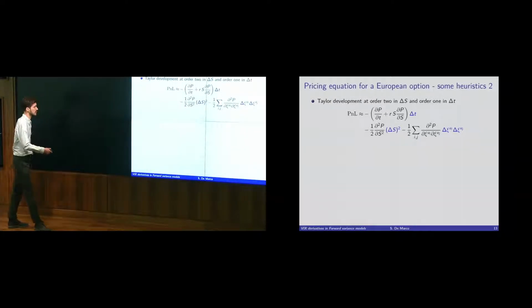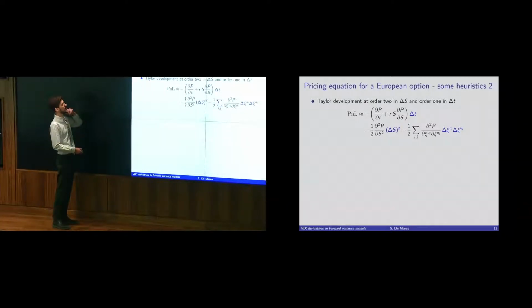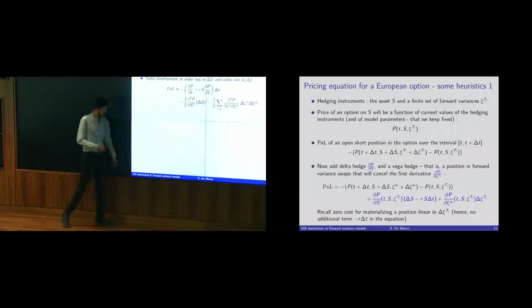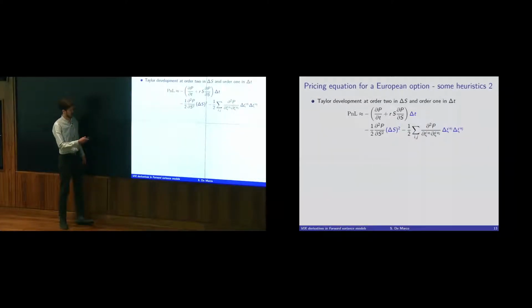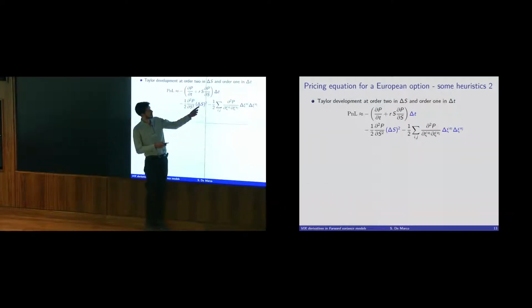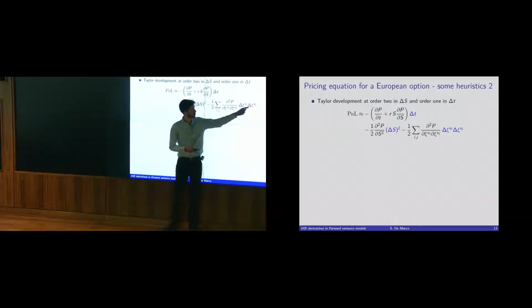Then what we want to do is a rough, coarse analysis, and we develop our P&L with a Taylor expansion at order 2 in delta S, and order 1 in delta T. The first derivatives will cancel, and I will be left only with the second derivatives. With respect to time, I am left with the term that comes from the cost of borrowing, R S delta T times my delta, and then the second derivatives that contain the variations of S and the variations of the Xi on the market.